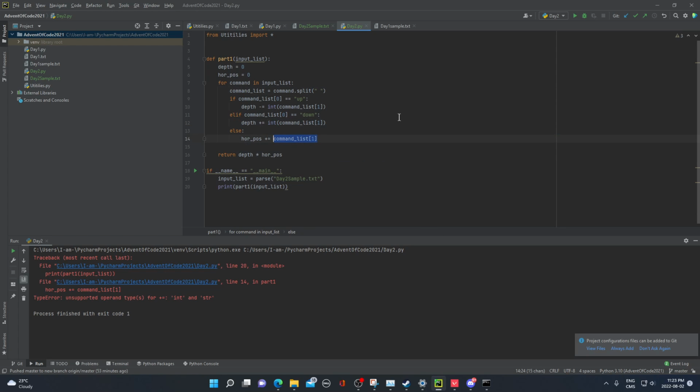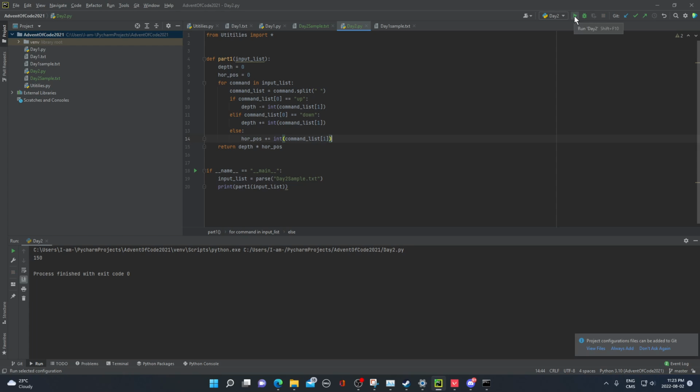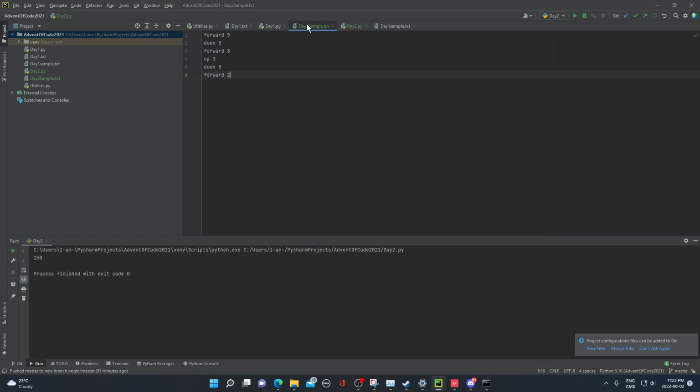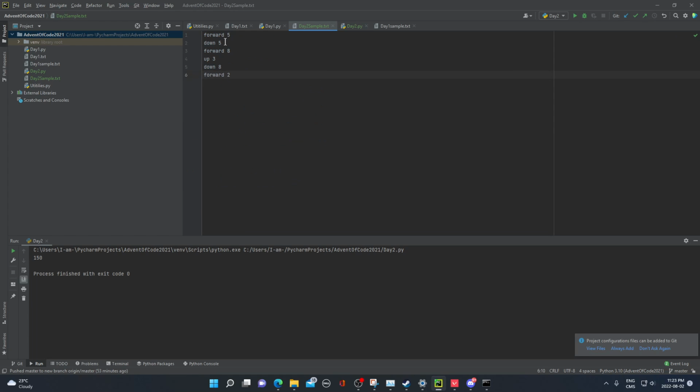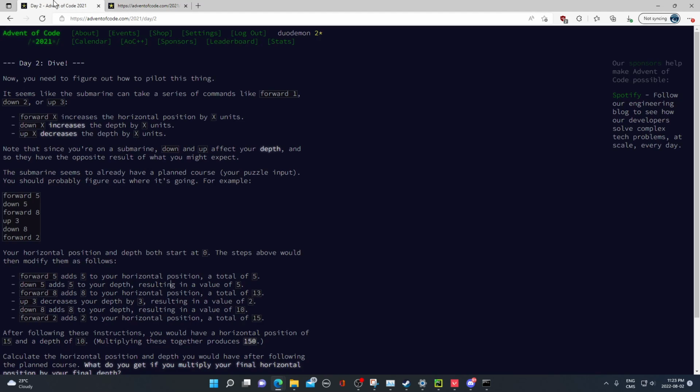Convert into integer. And let's see what we get. 150. I have no clue if that's correct. That looks wrong. Hold on, no, they're multiplied together. Okay, wait. So 15 multiplied by 10 is 150. That is correct.